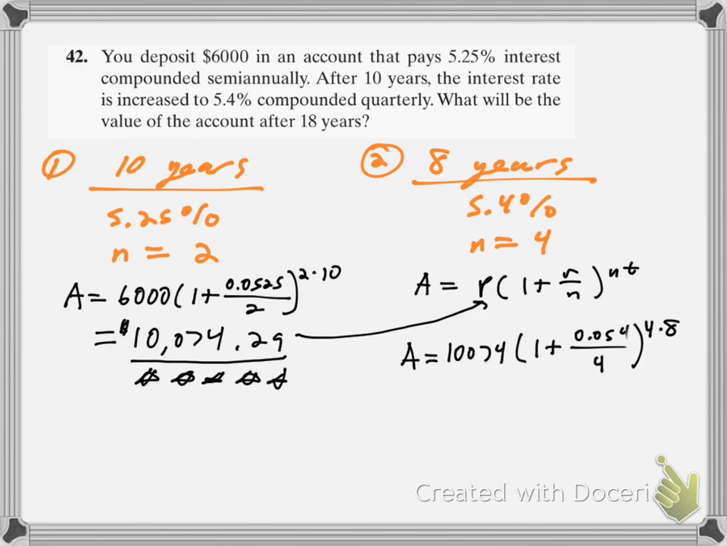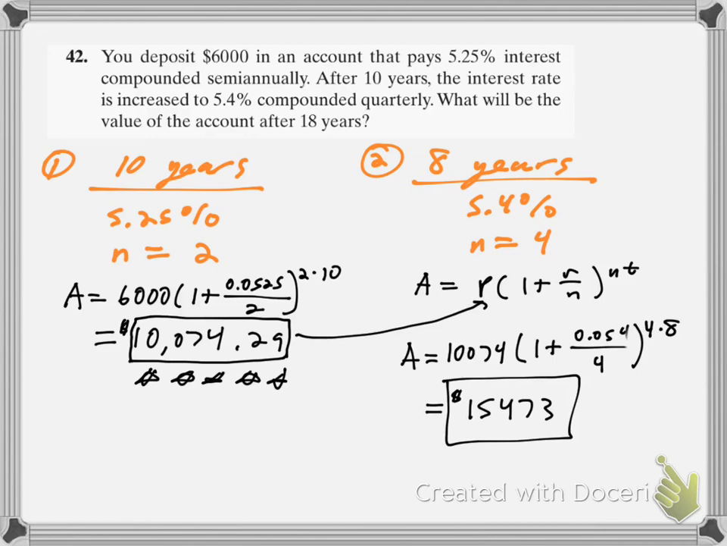So let's take that times 1 plus 0.054 divided by 4 and put this in my calculator, raised to the 32 power, 4 times 8. And I get $15,473 and 0 cents actually, if you plug it in. So that's how you do a 2-part problem: you figure out part 1, find out how much part 1 is going to give you in your bank account, then you use that new starting amount for the second period with the new interest rate and the new compounding frequency. So that's how we would solve a problem like that.